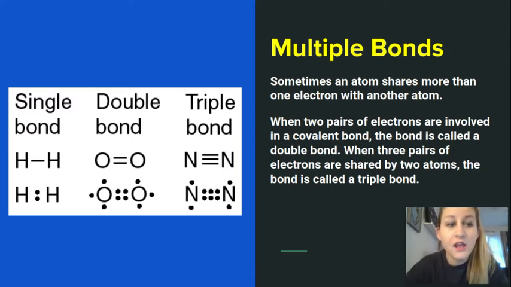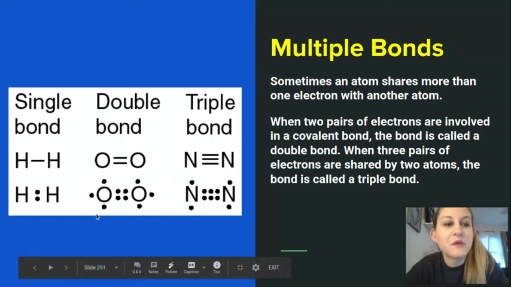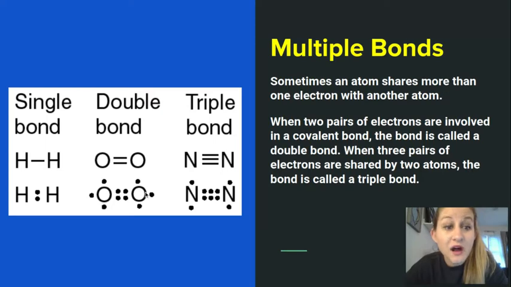We already know that. But sometimes you could have two pairs of electrons that are involved in a covalent bond, which would be a double bond. So in the middle, we have an example of a double bond with an oxygen molecule. When we show a double bond, we can abbreviate it with two horizontal lines, right? So this means that a double bond has formed. We have two pairs of electrons that are being shared between atoms.